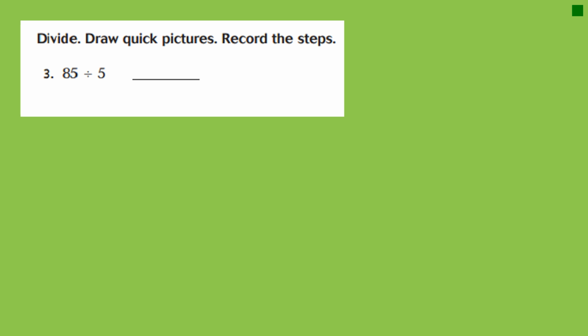Divide, draw quick pictures, record the steps. So this is exactly like we just did. So over here, let's write 85 divided by 5. That's where we're going to record the steps. So let's start by drawing 85 with a quick pic.